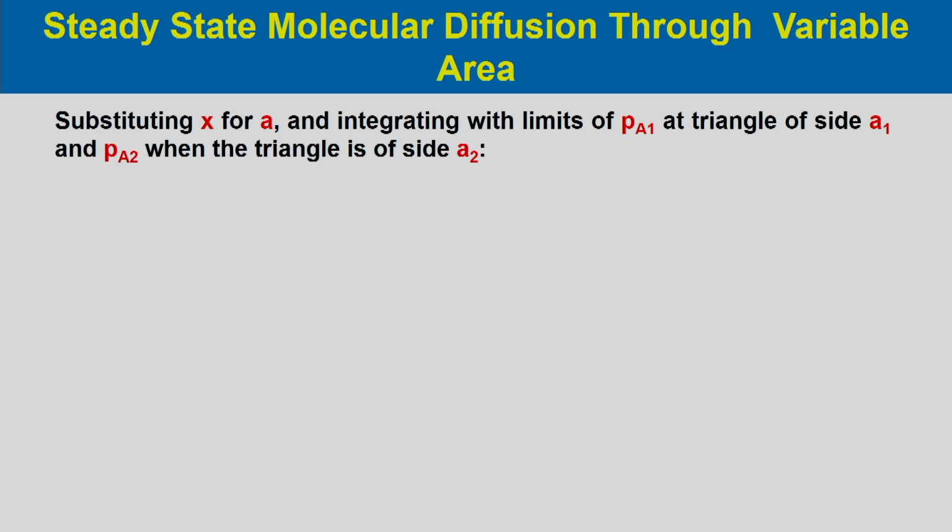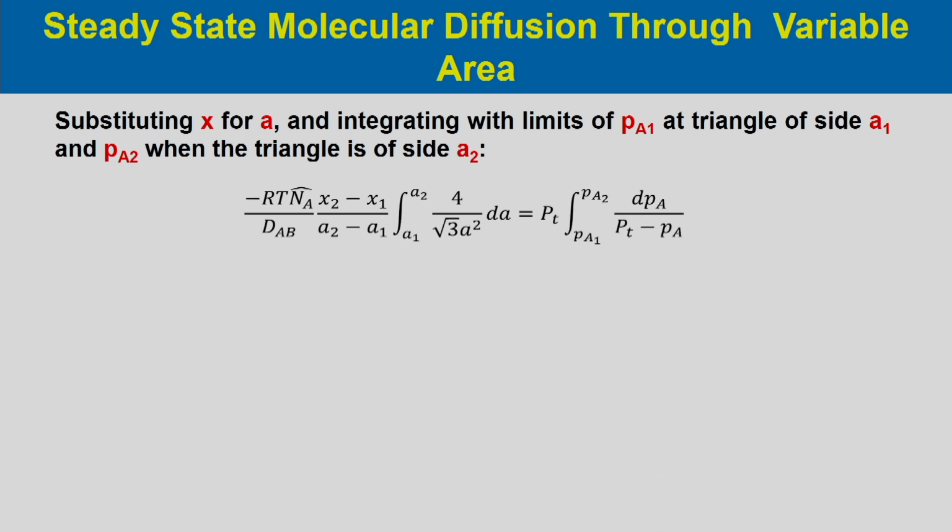of side A2, we can write minus RT NA cap divided by DAB into (x2 minus x1) by (A2 minus A1) integral A1 to A2 4 divided by root 3 A square dA, which would be equal to PT integral PA1 to PA2 dPA divided by (PT minus PA).